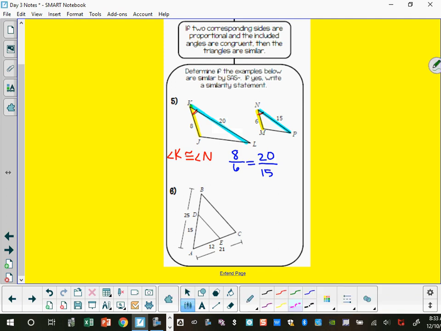Alright, grab your calculators. Let's check this proportion. What is 8 over 6? 4 over 3. What about 20 over 15? 4 over 3. So do I have matching ratios? Yes. So this will be side, angle, side similarity.